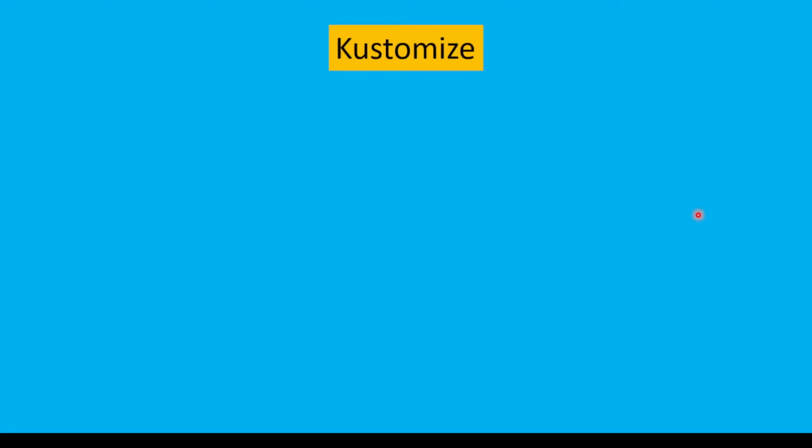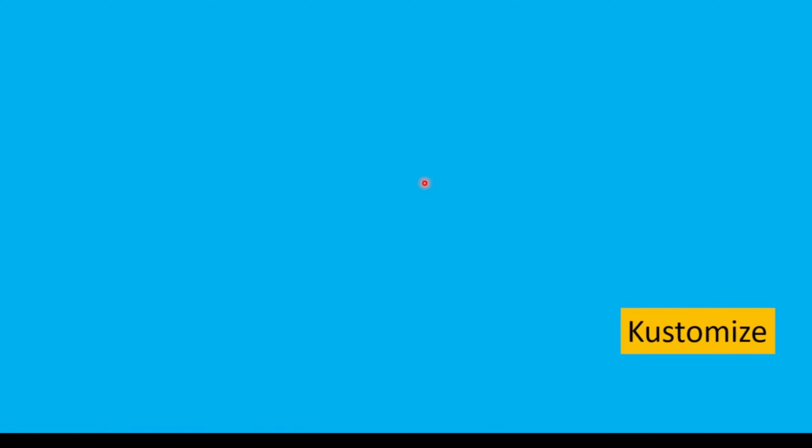Kustomize is the GitHub tool that comes as part of the Kubernetes installation. If you are using Kubernetes 1.21 and above, then Kustomize will come by default. Let us see how Kustomize is going to help the DevOps engineer on day-to-day activity. It will help you to manage your manifest file and deploy them into the Kubernetes cluster in an effective way.